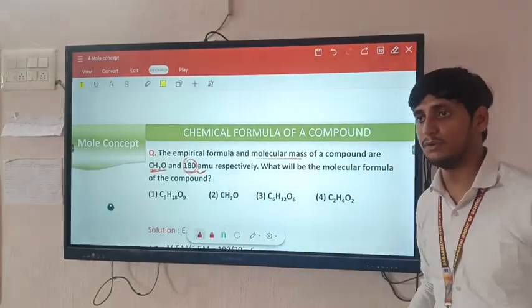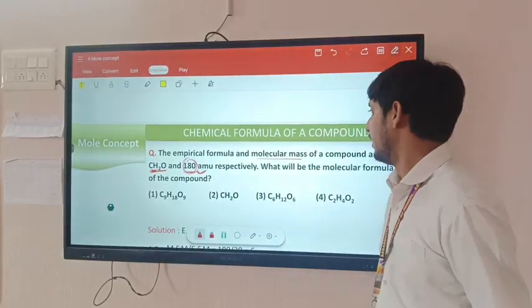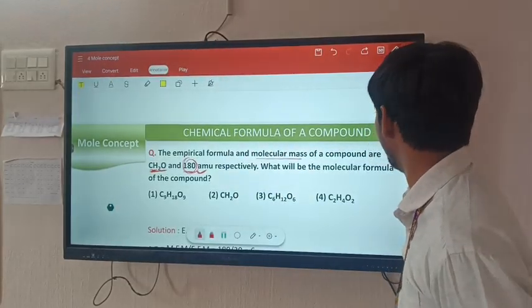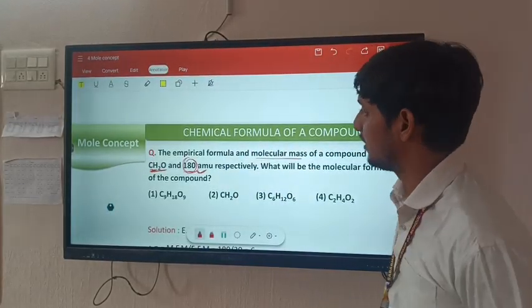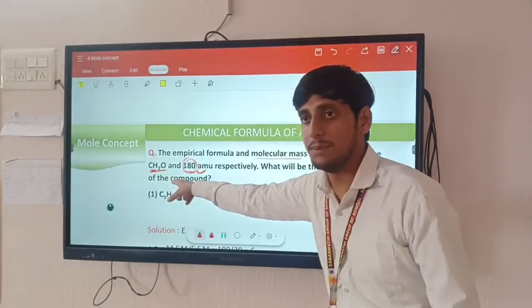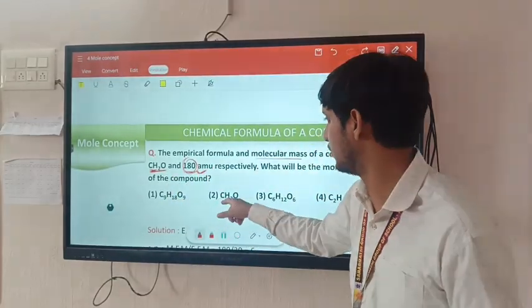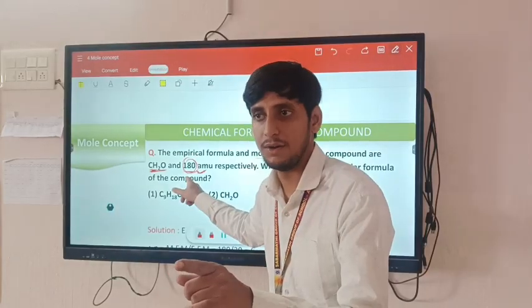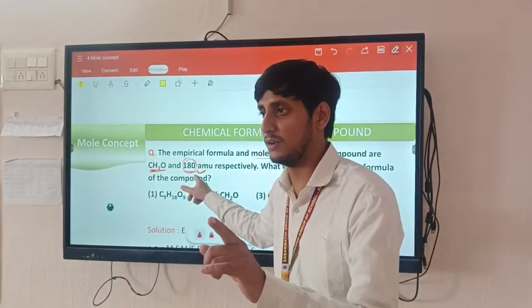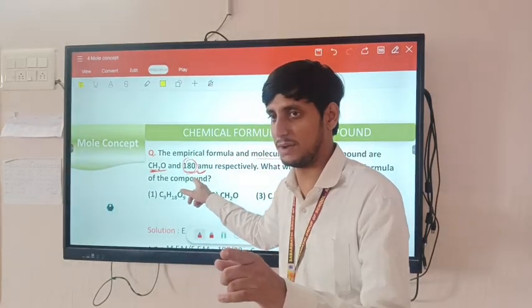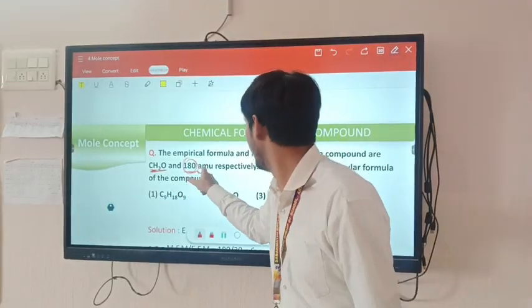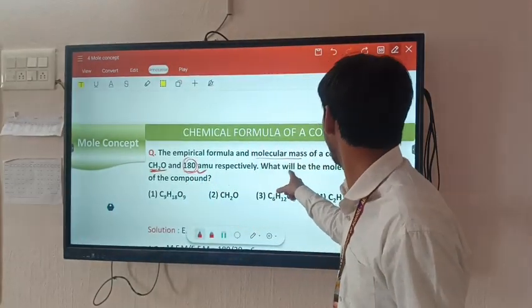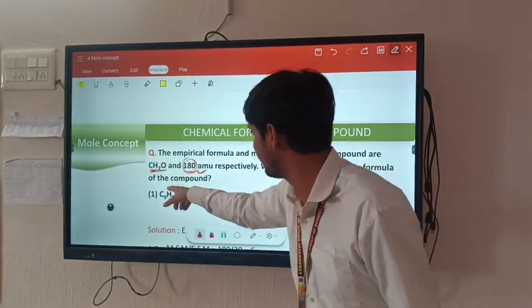Solve the question based on the empirical formula. The empirical formula and molecular mass of a compound are CH2 and 180 AMU respectively. This is the empirical formula given, right? CH2, and 180 AMU is the molecular mass given, not gram molecular mass. What will be the molecular formula of the compound?